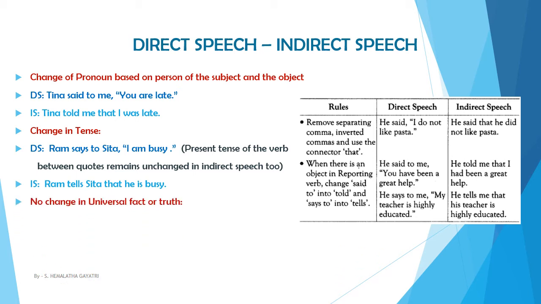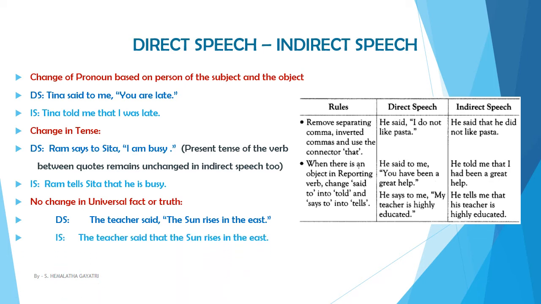Next one. Remember this, children, we have already discussed that when there is a universal fact or truth, please don't change the tense. The direct speech sentence will be: the teacher said, the sun rises in the east. This is a universal fact and there need not be any change in the tense. The teacher said that the sun rises in the east.